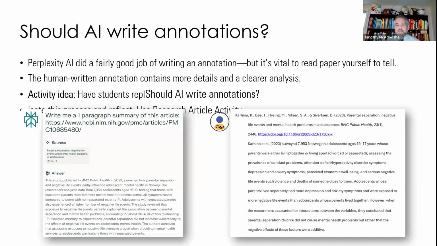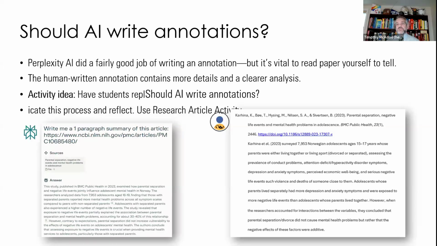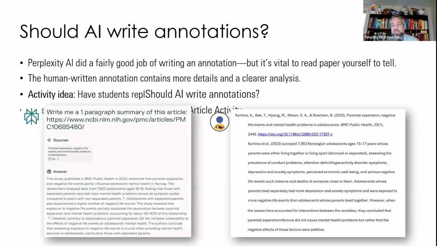So thinking about annotated bibliographies and AI, the question is, should students use AI to, couldn't they just say, write my annotated bibliography? It seems like AI is good at tasks where they summarize. And second, if a student does that, what do they lose in the process, not having maybe read the article? So we used a platform called Perplexity AI to analyze a paper and asked it to write an annotation. And you can see here, in comparing what we wrote and then what the AI wrote, we felt that the human written annotation contained more detail and a clear analysis.